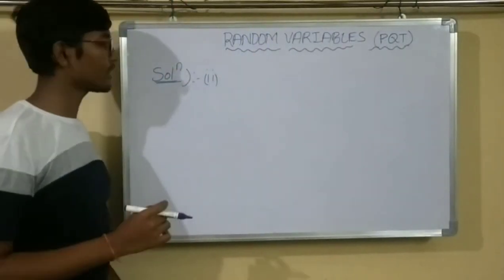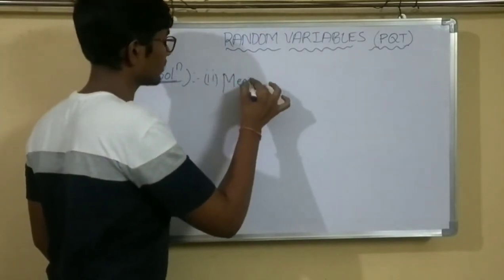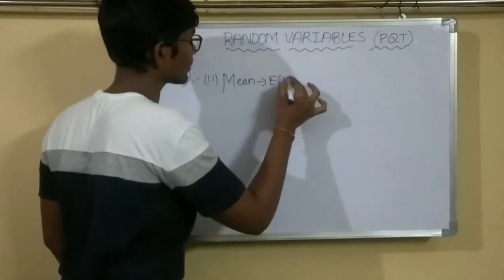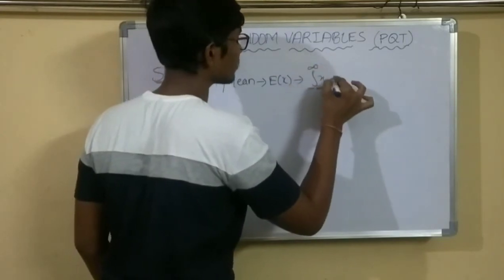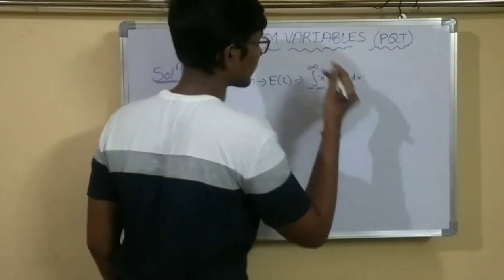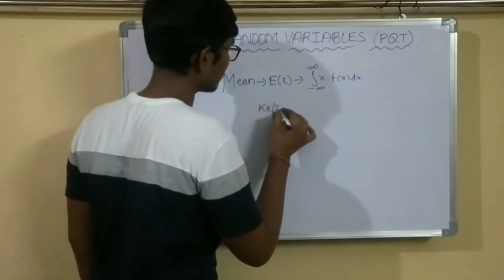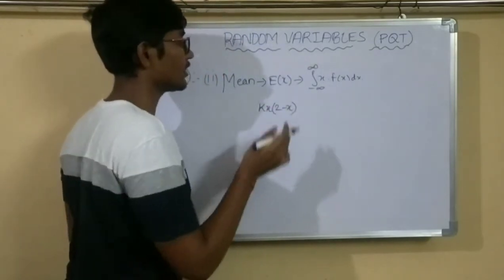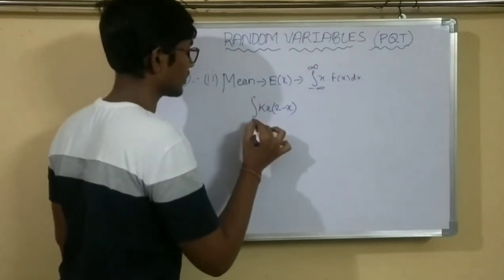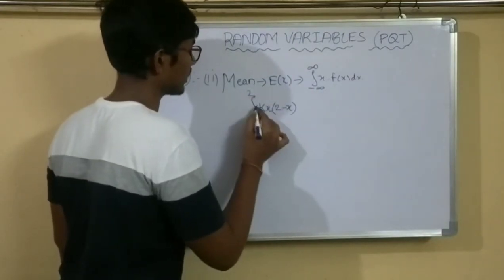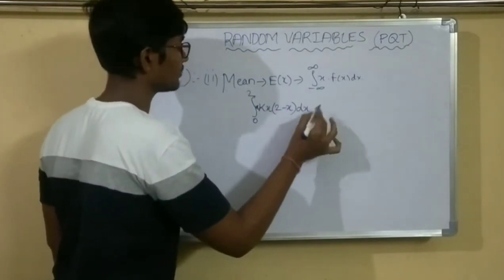So guys, now we are going to find the value of the mean for the given data. To find the mean, the formula is the expectation of x, which is the integral from minus infinity to infinity of x into f of x dx. What is the f of x given here? The f of x given here is kx into (2 minus x). And what are the limits given in the question? 0 to 2. So I am substituting the limits from 0 to 2: the integral from 0 to 2 of x into f of x dx.